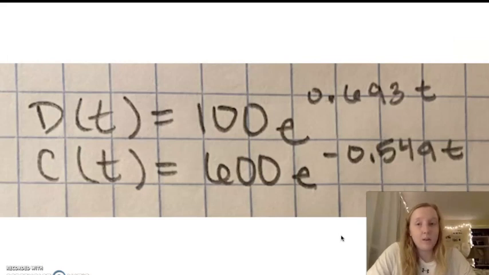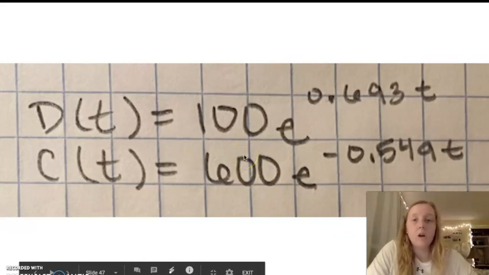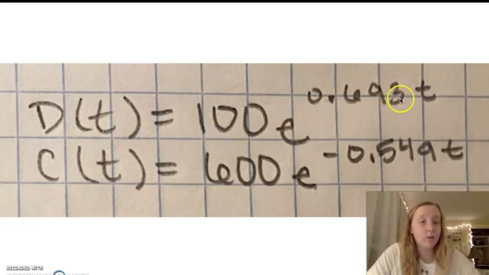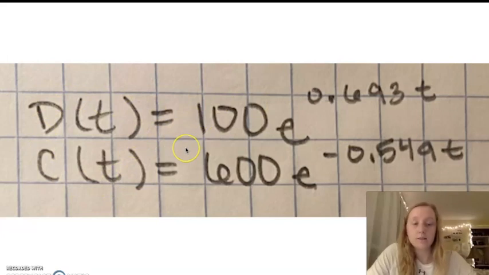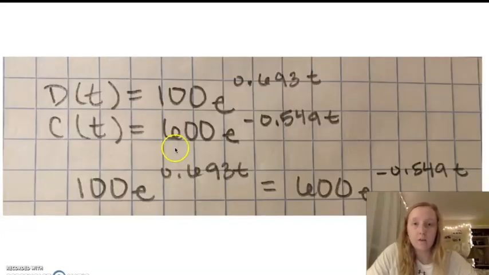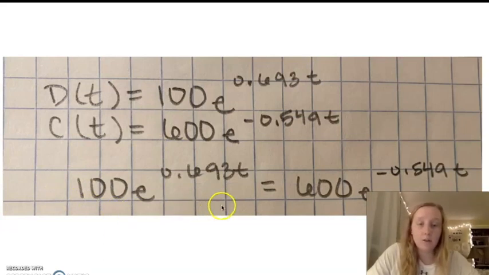Now what we have to do is plug them back into our initial equation. So for dogs, we have 100e to the 0.693, our k, times t. And for cats, we have c of t equals 600 times e to the negative 0.549, which is our k, times t. Since we want to figure out where the dog population overlaps the cat population, we want to find where they are equal. So we're going to set them equal to each other, just like this. So now all that we have to do is solve for t so we can find the time.